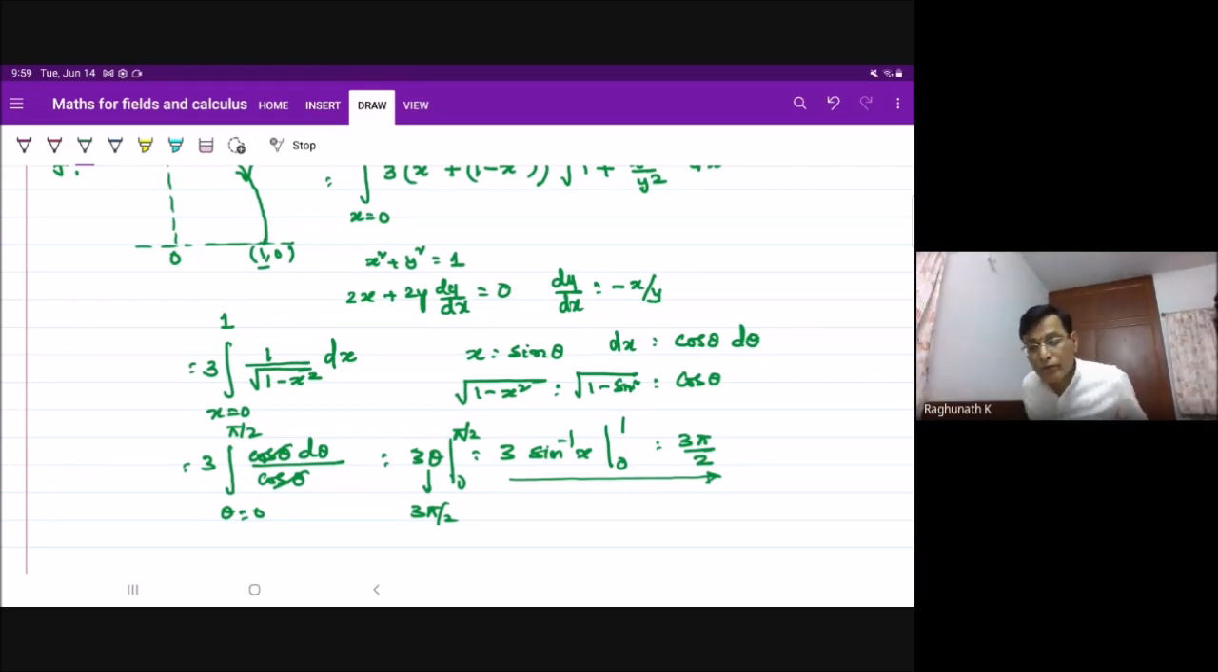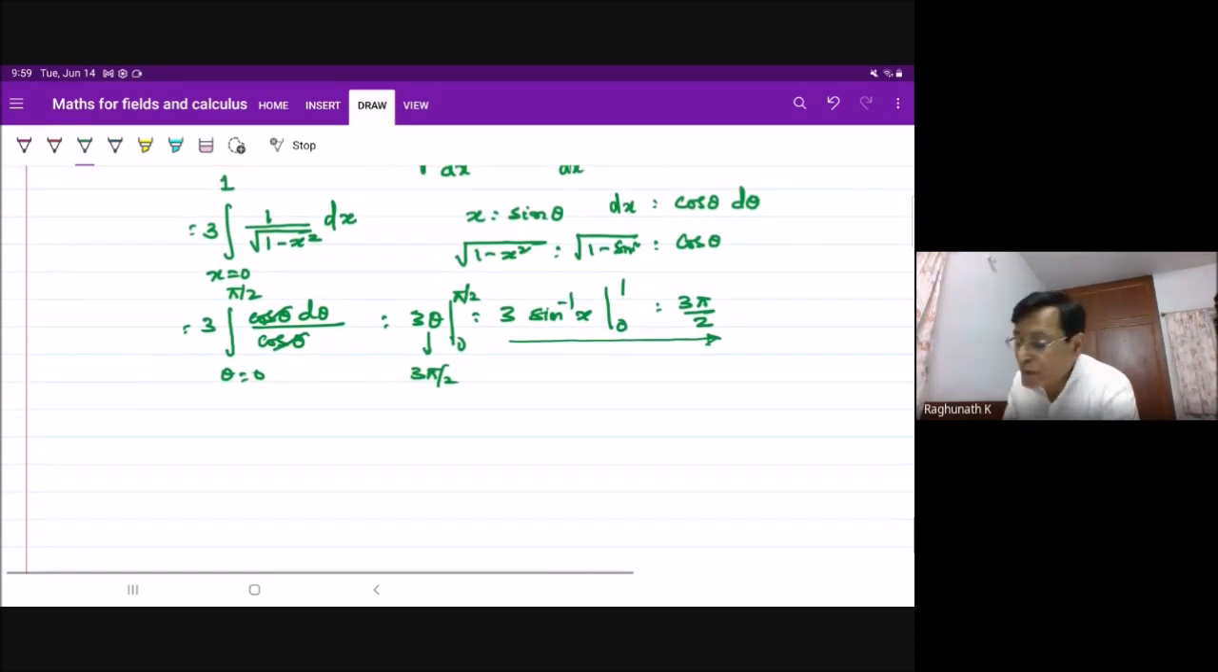Next one. Counterclockwise from 1, 0 to 0, 1. What is that? It's given. What to do?